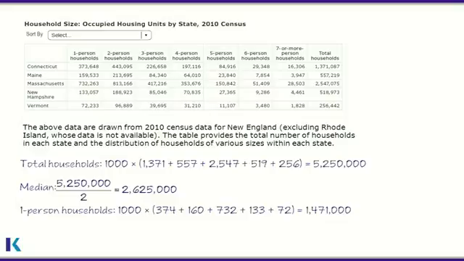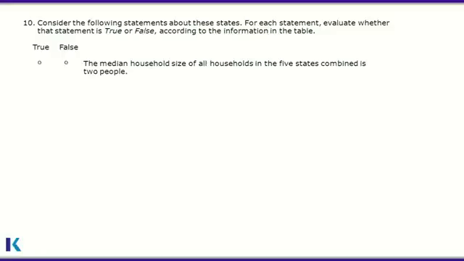Every state has more two-person households than one-person households. So the total number of one- and two-person households must be at least double the 1.4 million mark, or 2.8 million. Therefore, the 2,625,000th household must be a two-person household. So this statement can be marked true. And now the last one in the set.